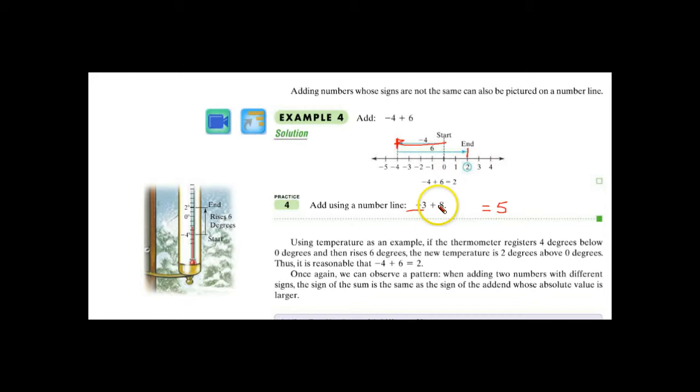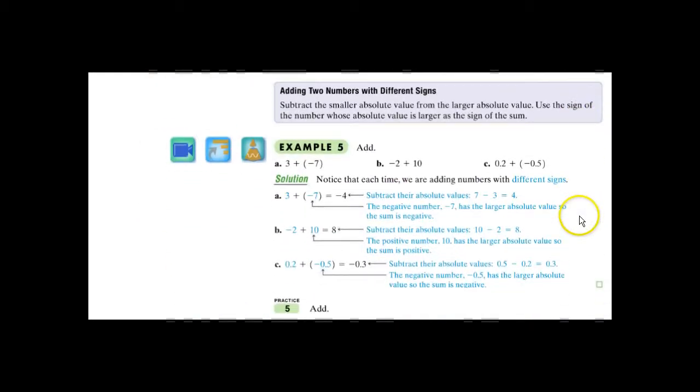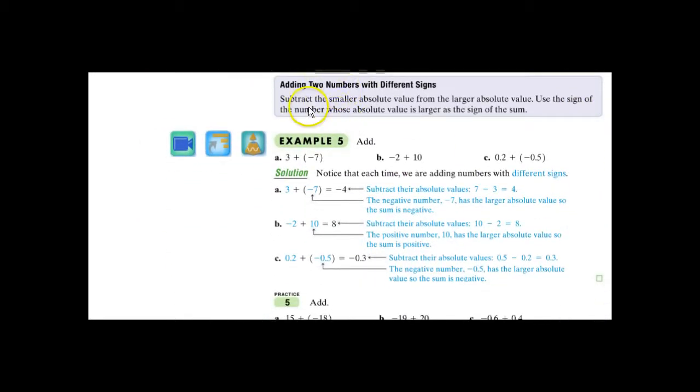Now, there is a way to do this as well. What do we do? Well, we take the absolute values, which is a 3 and a 5, subtract the smaller absolute value from the larger, which gives us a 5, and then use the sign of the larger absolute value, which is positive. So, okay, they'll be showing us this as we go along too. And there's what I had just said. I'll let you read it.